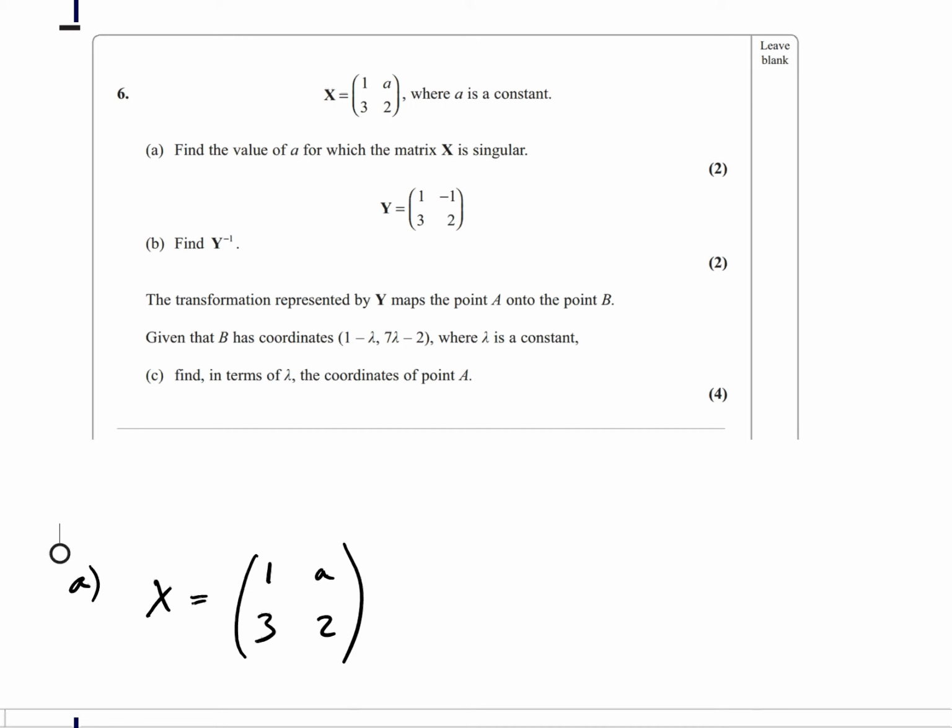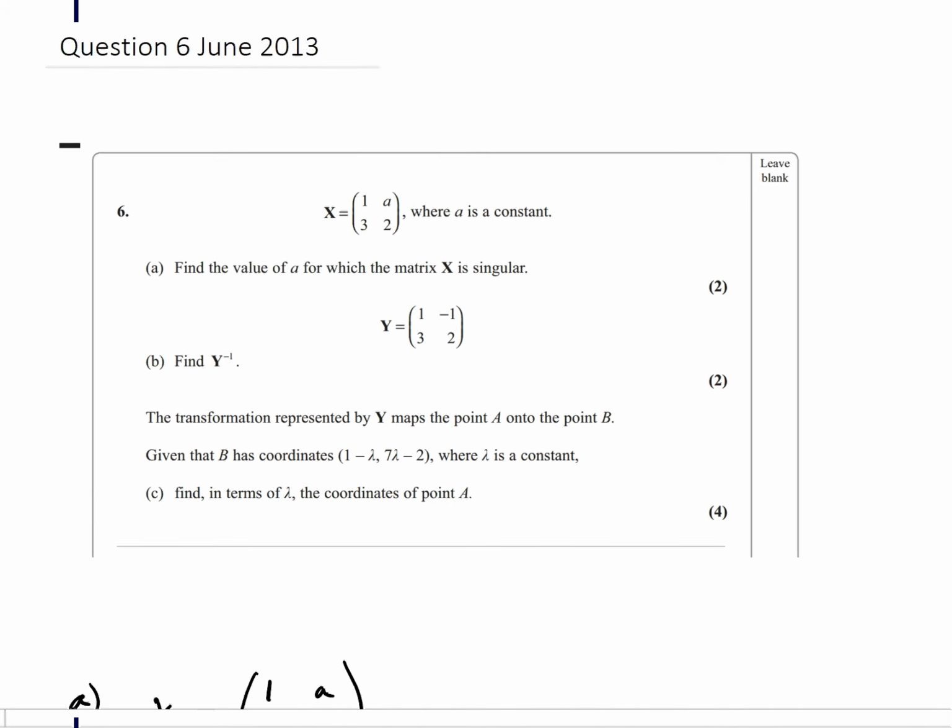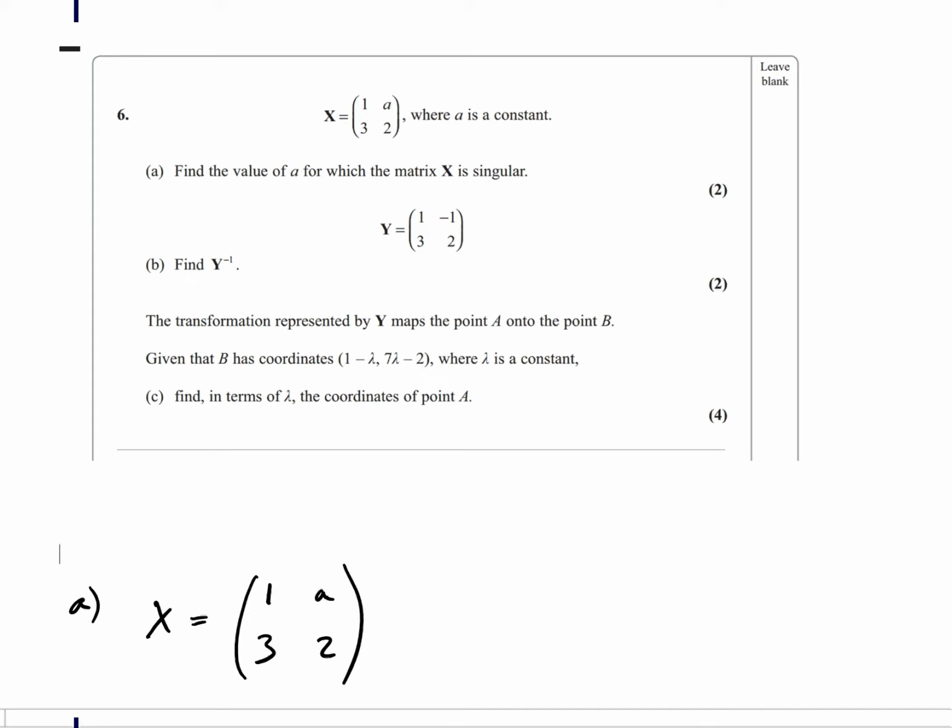Now we've got to a point in our exploration through our world of matrices where it'd be useful to consolidate what we've done by doing an exam question. This is question 6 of the June 2013 FP1 Edexcel paper. It's quite nice because it consolidates everything we've done up to this point.